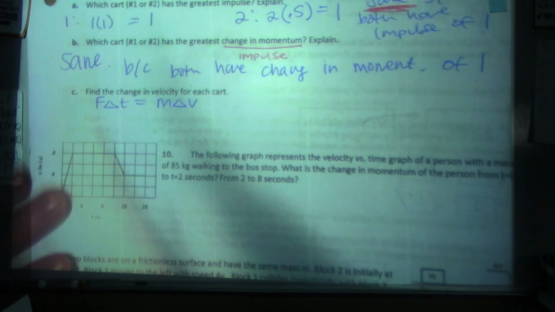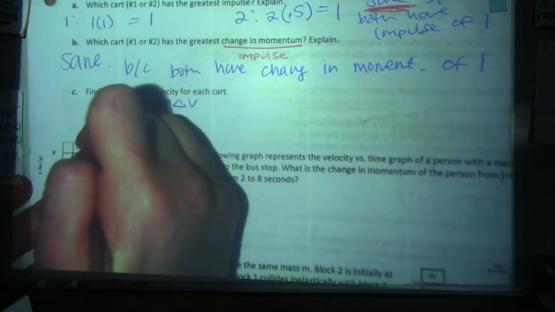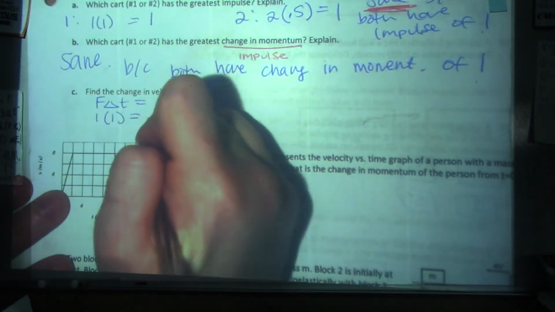Now, the change of velocity for each cart is actually not going to be the same because they have different masses. So for cart 1, we plug in 1 times 1 equals the mass of 0.5 times delta V. Divide the 0.5 over, and that's going to give me a change of velocity. 1 over 0.5 is 2. So that's for cart 1.